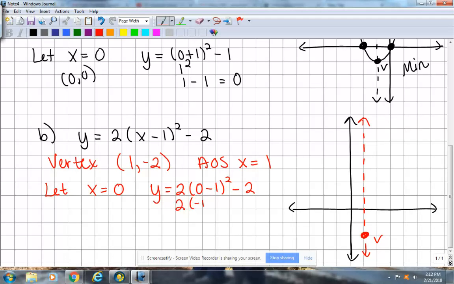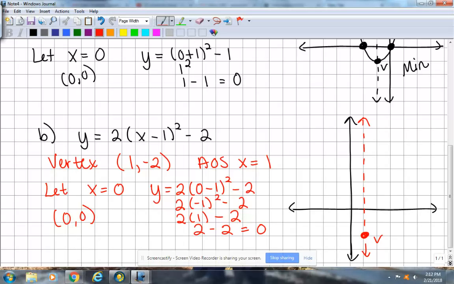Okay, so 2 times negative 1 squared minus 2. Then what do we do? Exponent before you multiply. If you multiply and then you do the exponent, you're going to get it wrong. So what is negative 1 squared? 1. Positive 1. 2 times 1 is what? 2. And 2 minus 2 equals 0. Now, they're not always going to go through 0, 0. These two just happen to have been.